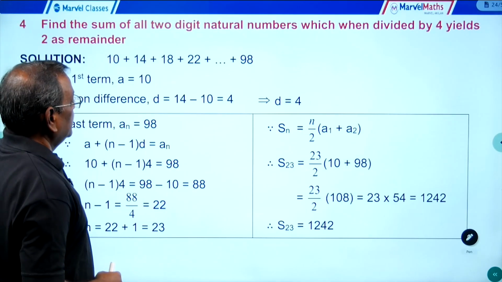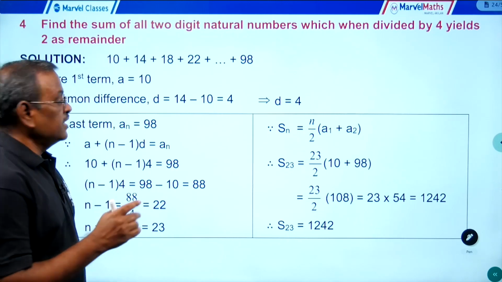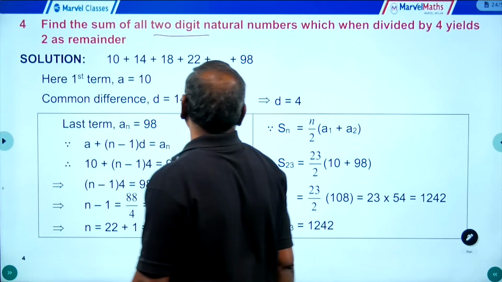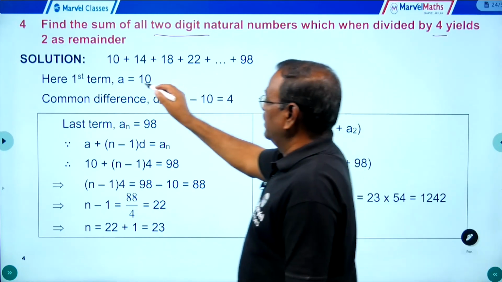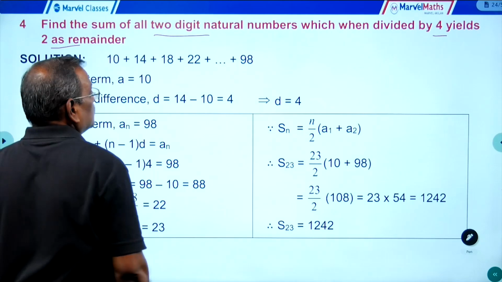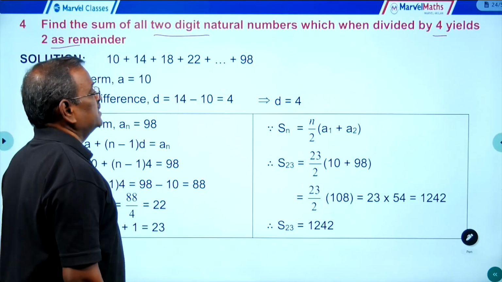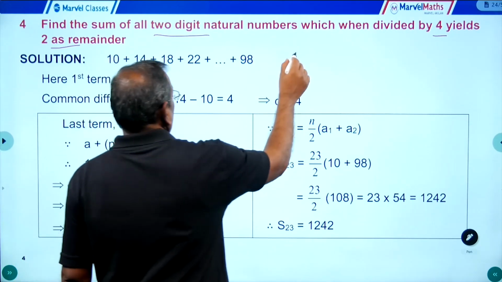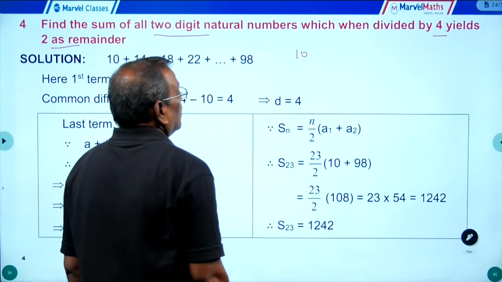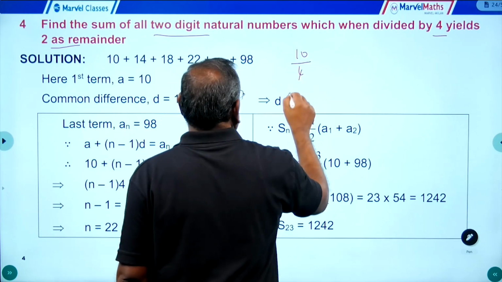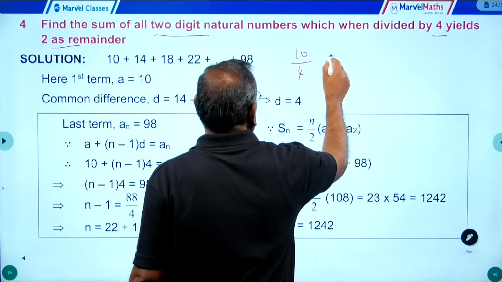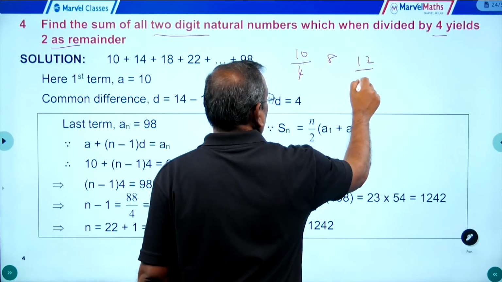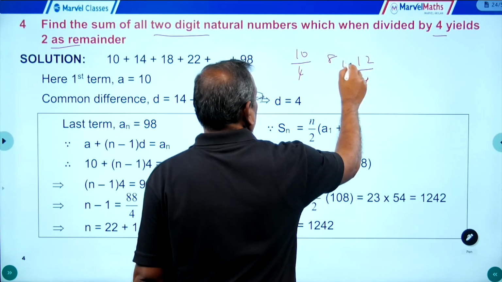Find the sum of all two-digit numbers, don't forget this condition, two-digit numbers, which when divided by 4 yield the remainder 2. What is the first two-digit number? The first two-digit number is 4 divisible by 4, leaves the remainder 2? Leaves the remainder 2 means only this, because 8 and 12 are divisible by 4. But leaves the remainder 2 means only 10.